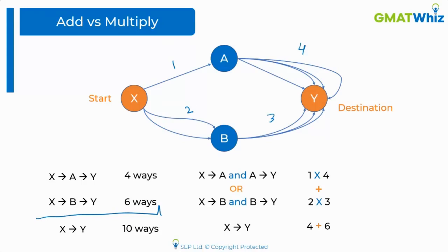Whenever you're confused between whether to add or to multiply, simply ask the same question, repeat it in plain simple English. Use "and" or "or" while doing that. Wherever you see an "and", replace it with multiplication. Wherever you see an "or", replace it with addition.